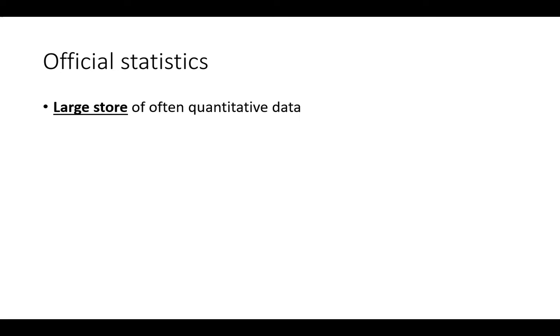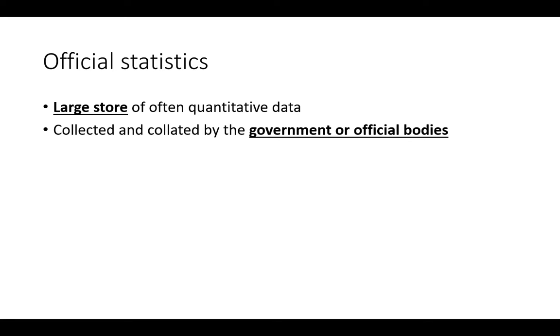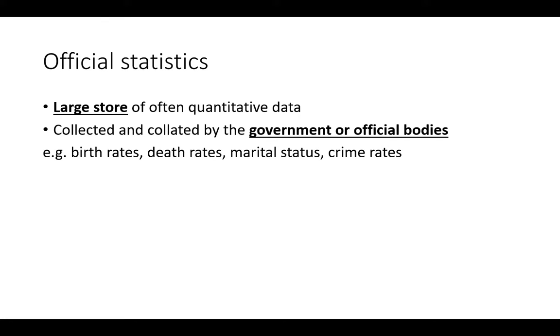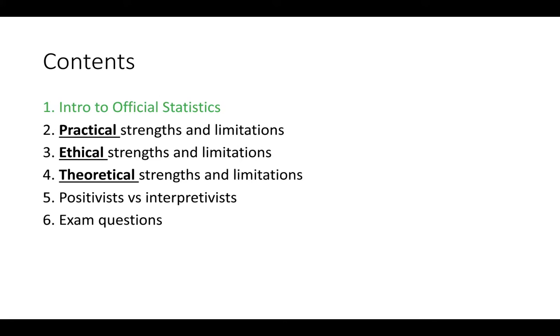And that's just schools. So the government has an enormous store of data on huge ranges of issues all throughout society. Now, this is collected and collated by the government or by official bodies like schools. Charities can also contribute official statistics, which the government can then use and can collate and can present in a neat way like we just saw in those graphs. Birth rates, death rates, marital status, so that's whether people are married or not, crime rates. These are good examples of the kind of data that the government regularly collects in huge numbers.